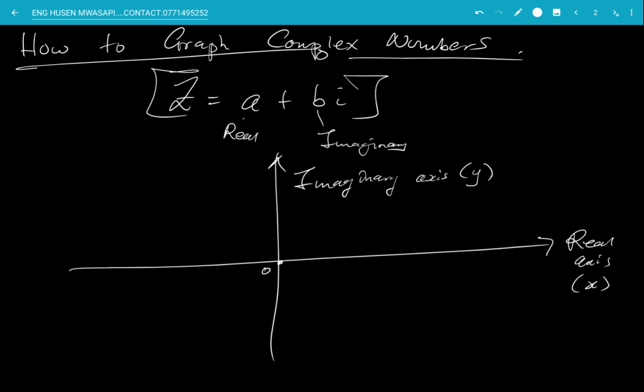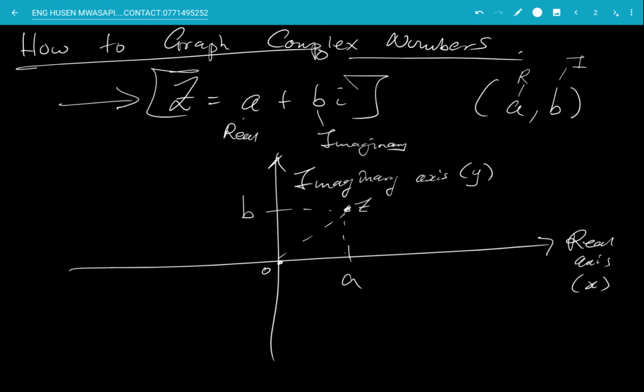So in relationship to the standard form, in coordinate form, this standard form that we have is the same as a comma b, where a is the real axis while b is the imaginary axis. So it's like you're having a and b, and they're meeting at some point, which is z, from the center.